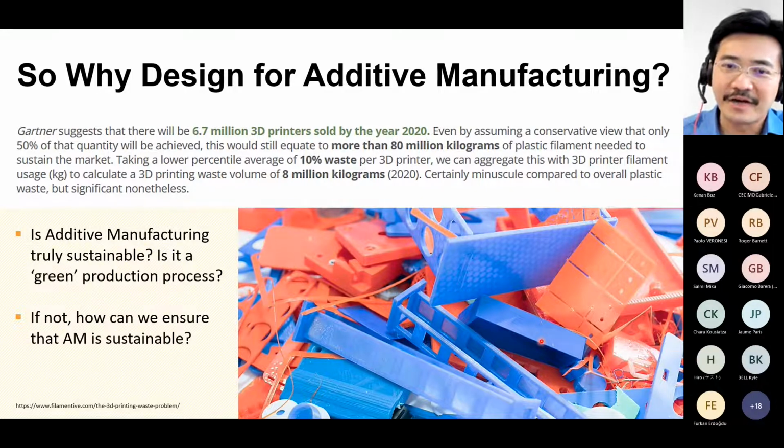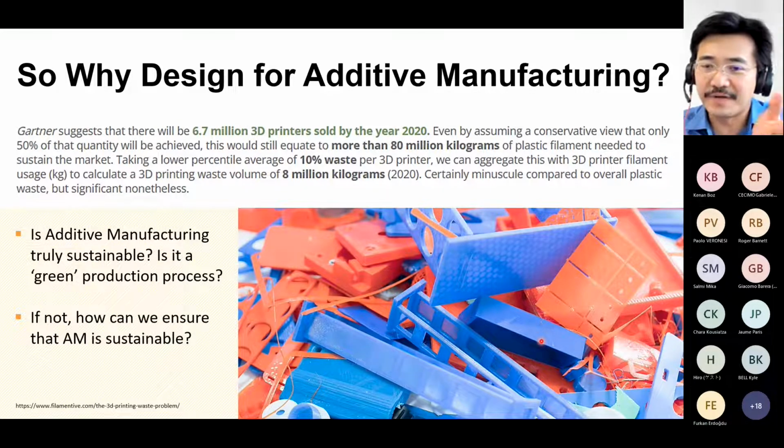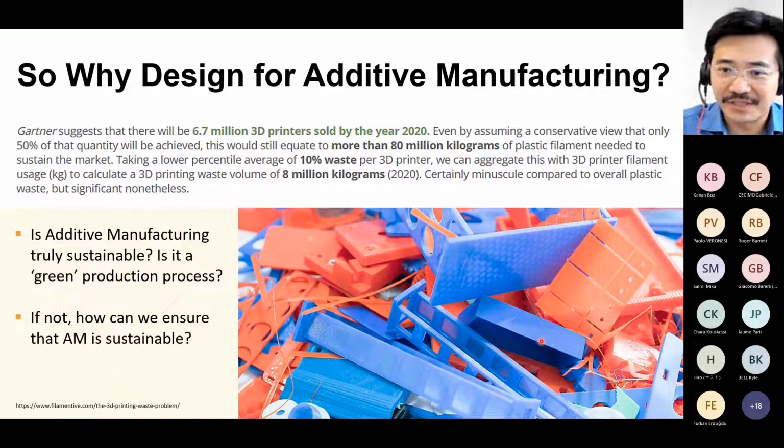So is additive manufacturing truly sustainable? If it is, can we make it better? But if it is not, how can we ensure that additive manufacturing can be a green production process? If you're into powder bed fusion, 70% of the material, the powder, can be recycled up to maybe 5-6 times, and then you have to dispose of the powder and you need to store it. And there is also a storage shelf life. So if not, how can we ensure that AM is sustainable?